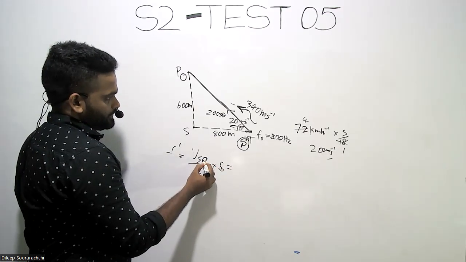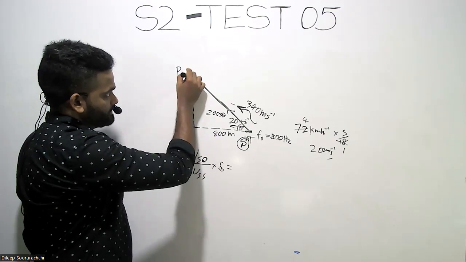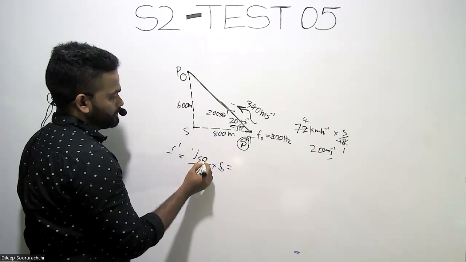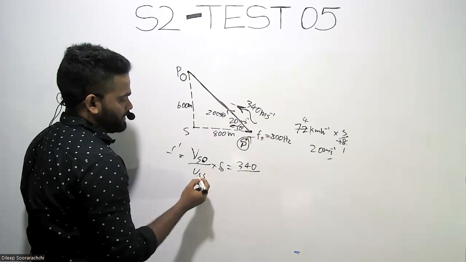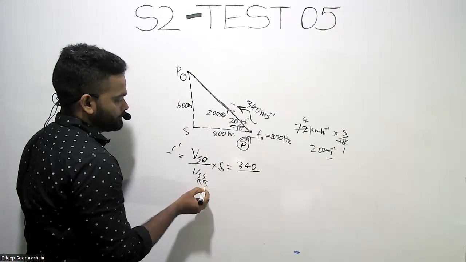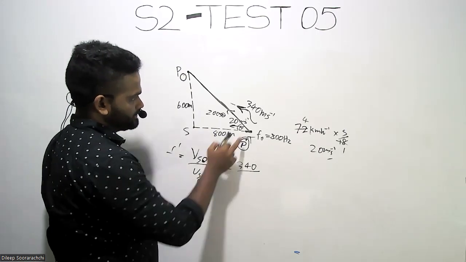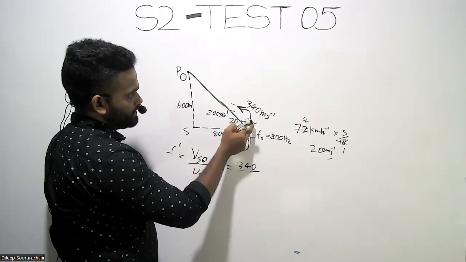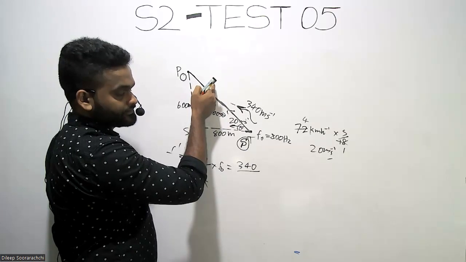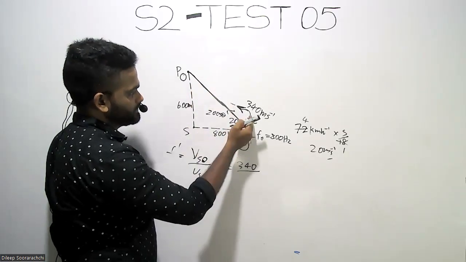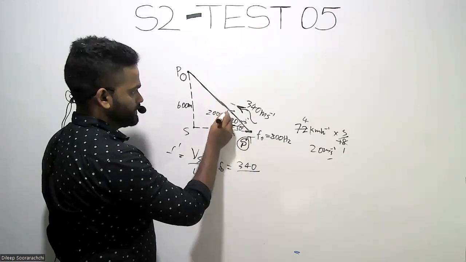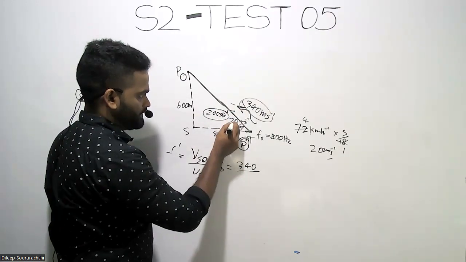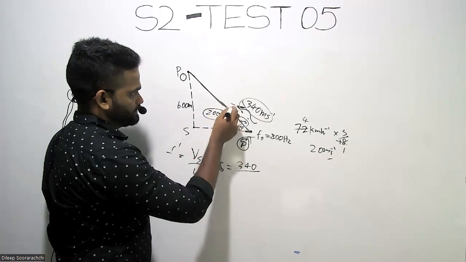Sound velocity relative to the observer. The observer is at rest, so the sound velocity relative to the observer is just 340. Sound velocity relative to the source: the source is moving in this direction, and the sound is also moving in the same direction. So the relative velocity should be the difference between these two, not 20, it is 20 cos theta.